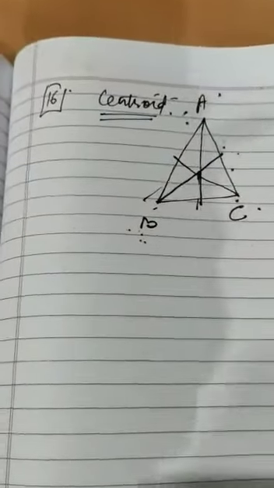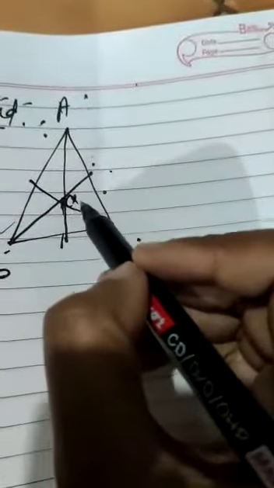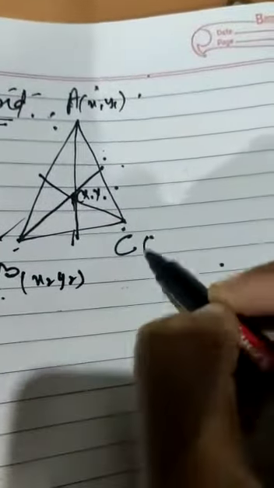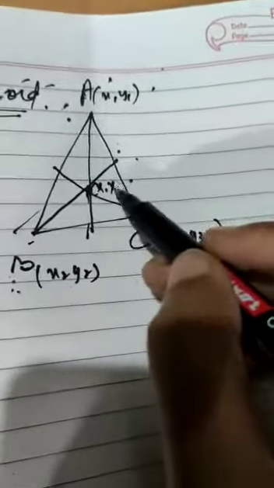Now come to question number 16. In question number 16, we have one new word, that is centroid. So what is a centroid? Suppose you are given triangle ABC. We will draw one median from this vertex, one median from the C vertex, and one median from the A vertex. The point where the medians intersect each other is called the centroid. So this is your x1, y1, x2, y2, x3, y3, and capital X and Y.